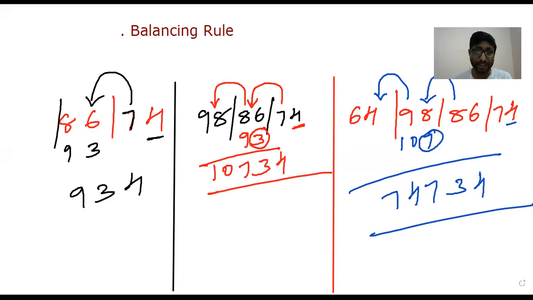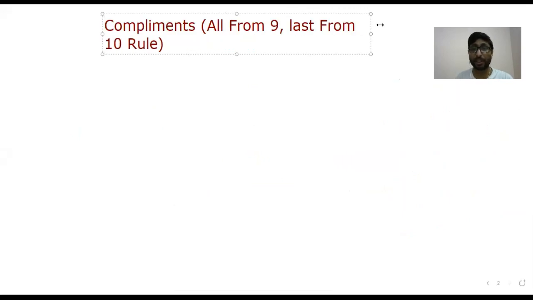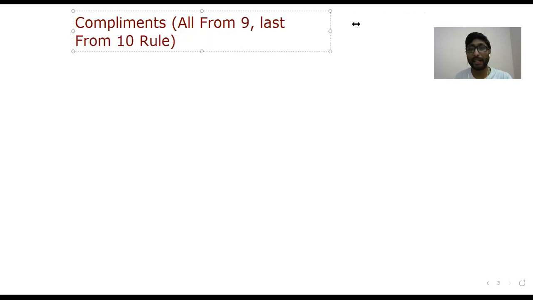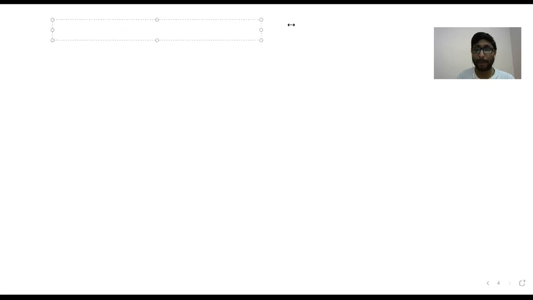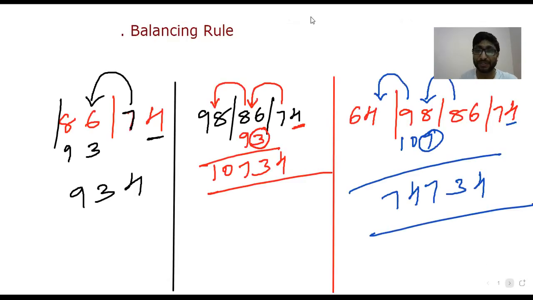This is a special logic on subtraction. I'll tell you exactly what it is. All from 9, last from 10 is the complements rule. I would like to explain in a natural way, without confusion. Slowly I'm explaining: all from 9, last from 10.